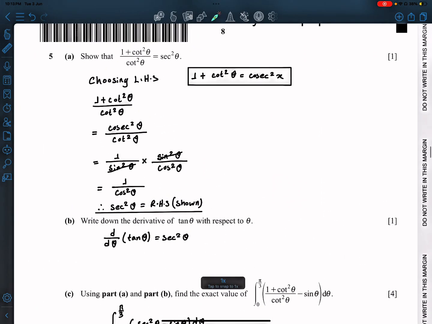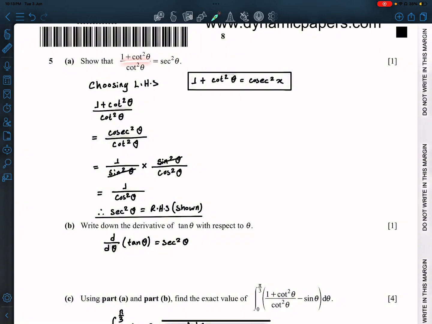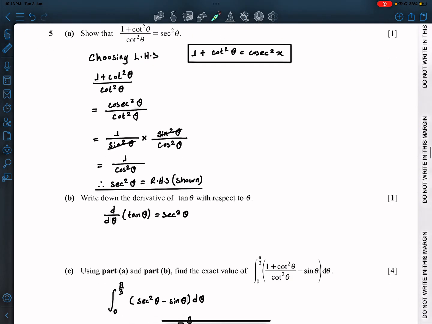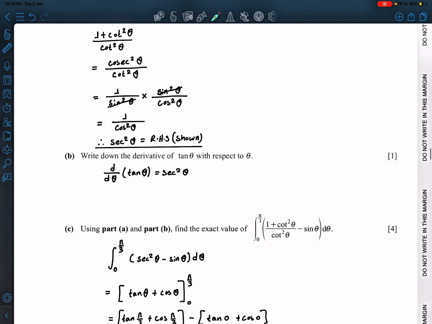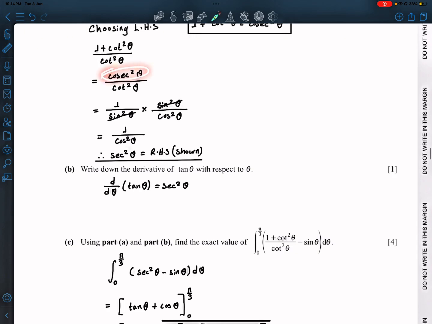Question number 5. Show that 1 plus cotangent squared of theta over cotangent squared of theta equals secant squared of theta. So first we will choose the left-hand side. Then we will use this identity over here: 1 plus cotangent squared of theta. Okay, I wrote x over here. It should be theta. That's my mistake. All right. So 1 plus cotangent squared of theta equals cosecant squared of theta. So we simply write that over here.